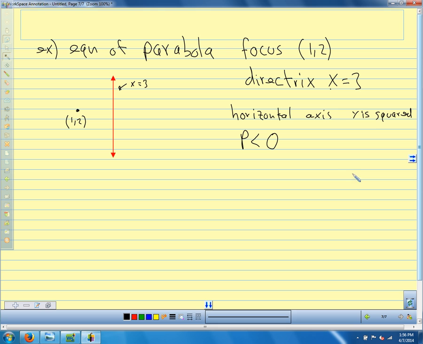All right, so we're almost done. All we need to do is find our vertex, and we need to figure out p to write our equation. How can we find our vertex? Daisy?